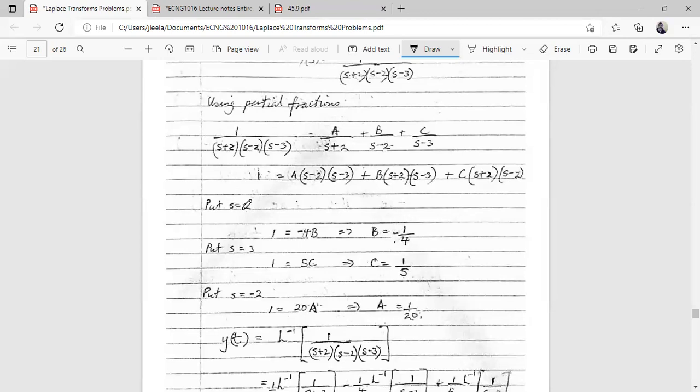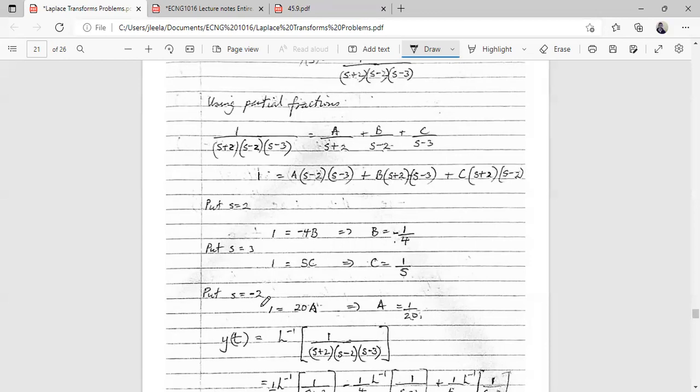Right, and if you put s equal to 2, of course, this term here and this last one here will vanish. That will be 0. So you'll have 4 by minus 1, and minus 4b is 1. So b is minus a quarter. If you put s equal to 3, the first term and the second term will drop out. So you get 3 and 2 is 5, by 1 is 5c is 1. So c is a fifth.